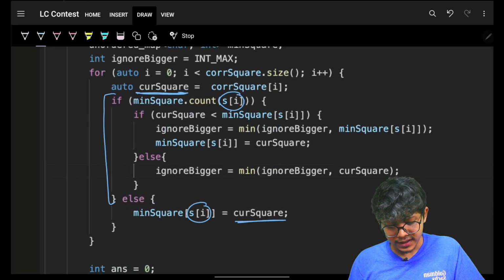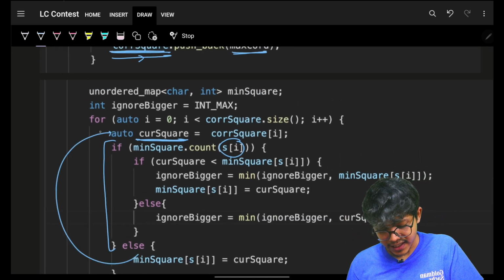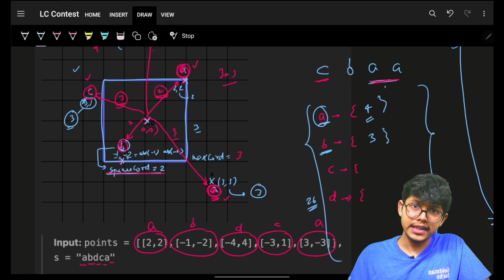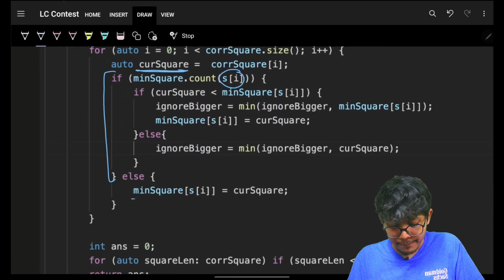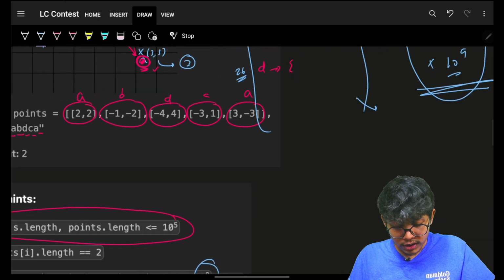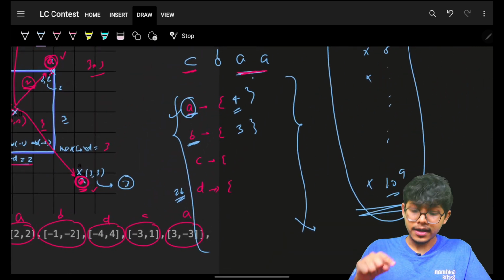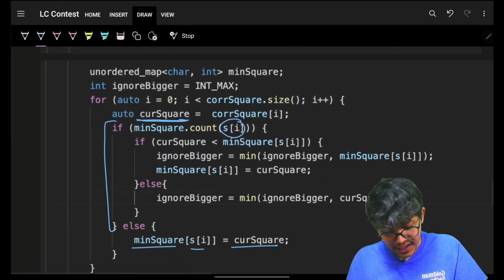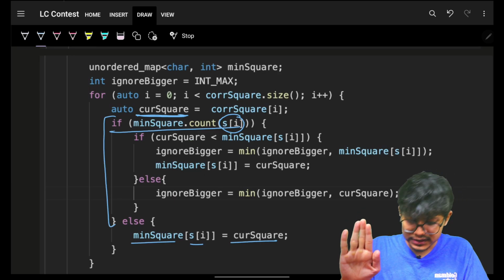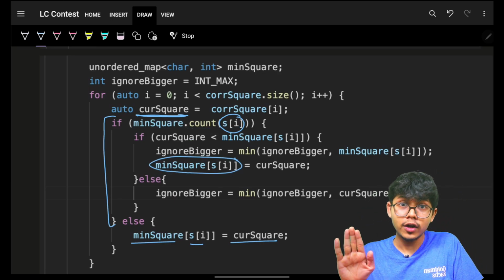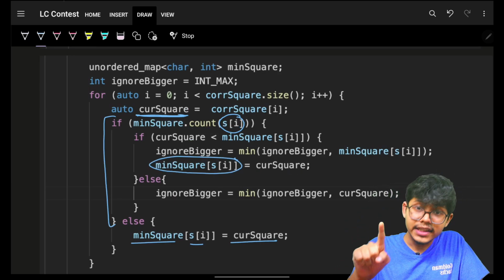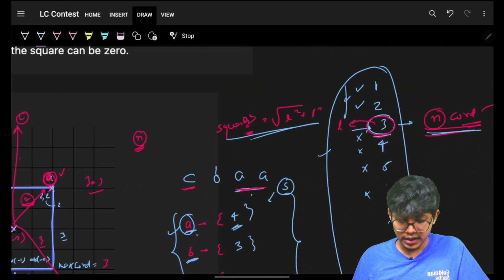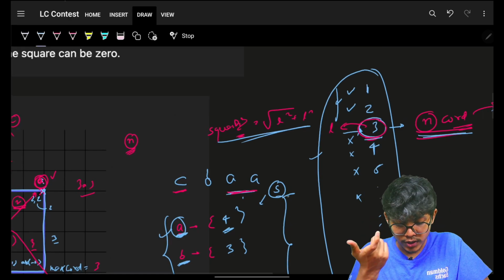But let's say next time, a character b comes in, and it is saying 3. Okay, I will still update my minimum square of b as 3. Now again, let's say next time my a comes as 2. Firstly, I will see, okay, a is already present. If a is already present, then my main task is to make sure I update my minimum square of s of I to my current square value, considering it is less, because it can still happen that I might get a value of 5 also for a as a current square.